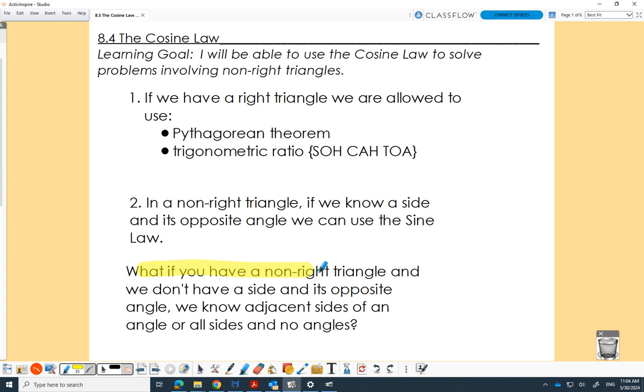What if you have a non-right triangle and we don't have a side and its opposite angle? And then they really break it down. They say, what if it's adjacent sides of an angle or all sides and no angles, something like that? Can we still do it? Yes. One more weapon coming at you. Cosine law.